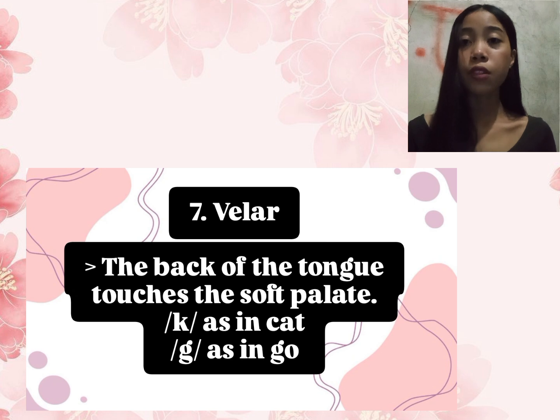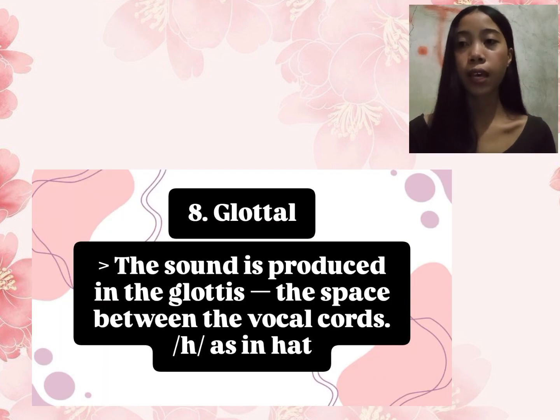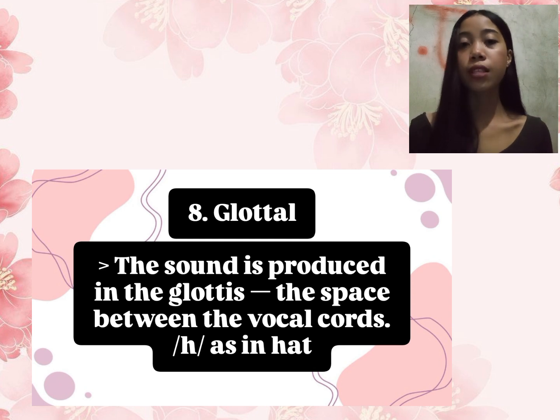So next, we have the velar. The back of the tongue touches the soft palate. For example, cat and go. That's the example of velar. So next, we have the glottal. The sound is produced in the glottis, the space between the vocal cords. For example, ha, hat. So that's the example of glottal.